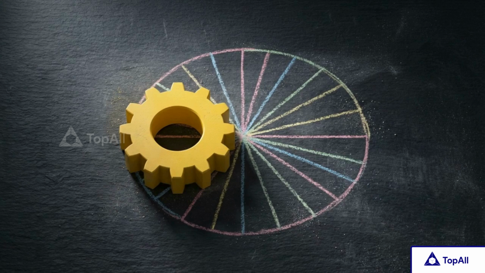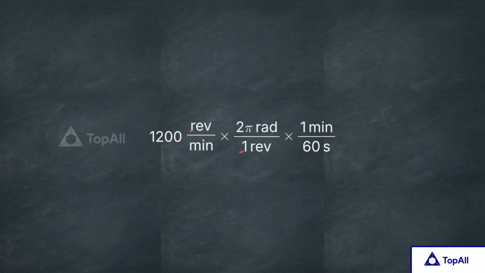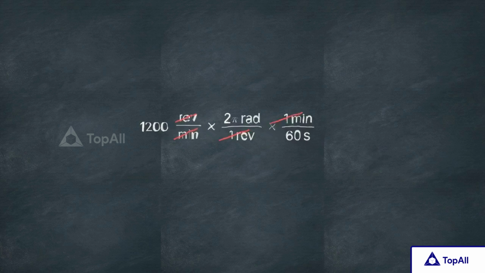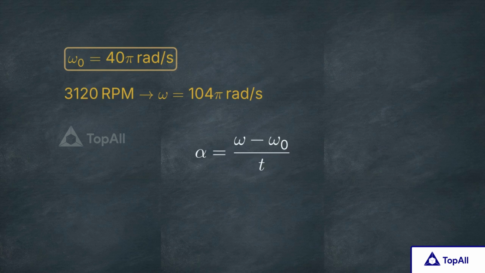First, we must convert revolutions per minute into radians per second. A radian is the standard unit of angular measure, representing the angle where the arc length equals the radius. We multiply 1200 revolutions by 2 pi radians per revolution and divide by 60 seconds. This gives us an initial velocity of 40 pi radians per second. Using the same process for our final speed of 3120 RPM gives us 104 pi radians per second.